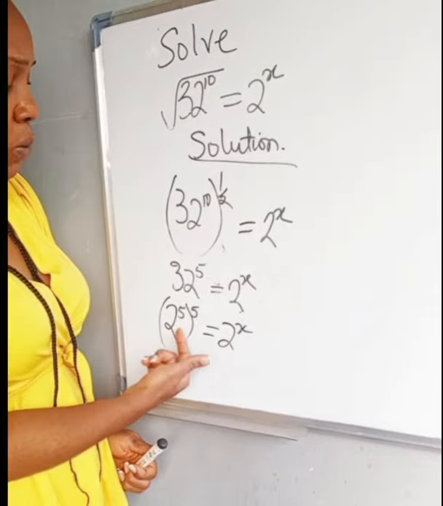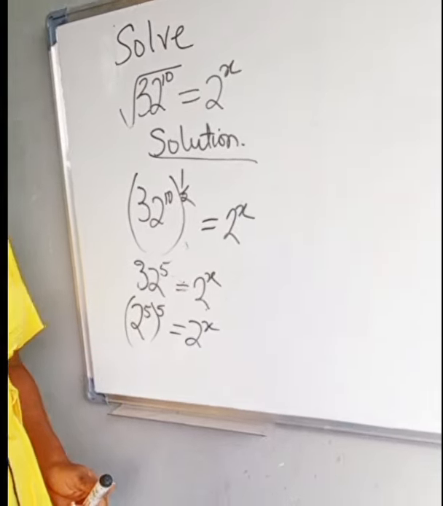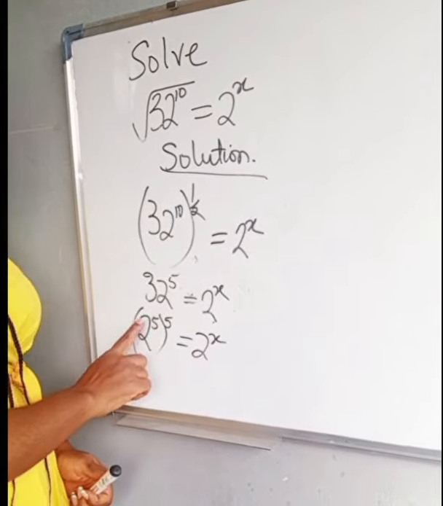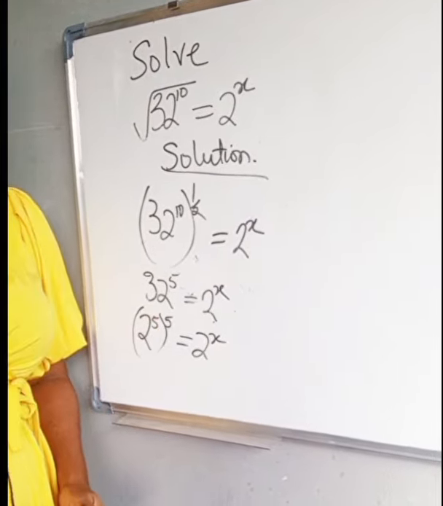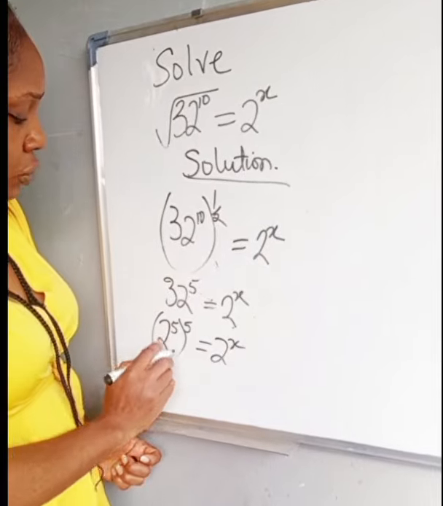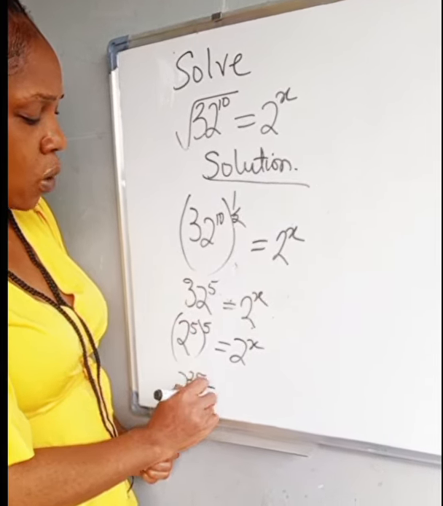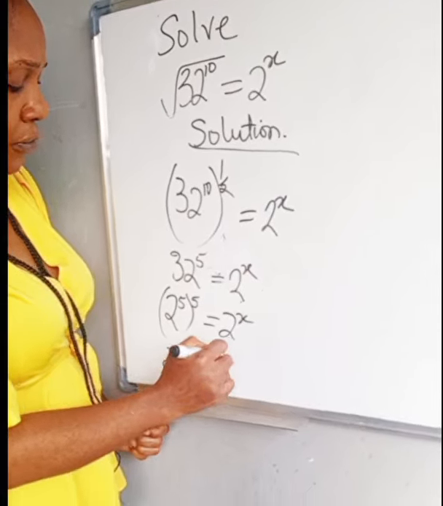Now, what do we do again? We see that our bases are the same. But before that, we try to multiply the two powers, okay? That is 5 times 5, which is going to give us 25. So we are going to write this as 2 raised to the power of 25. 5 times 5 is equal to what? 2 raised to the power of x.